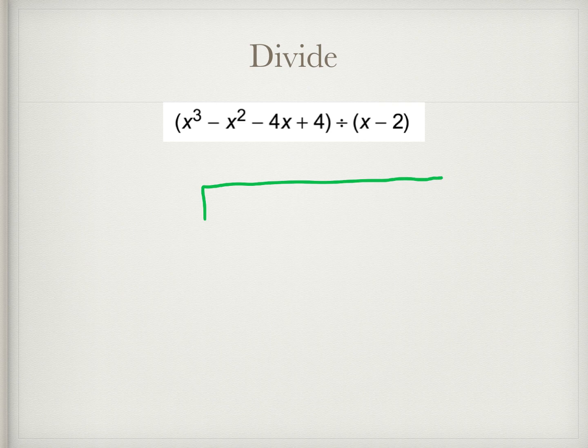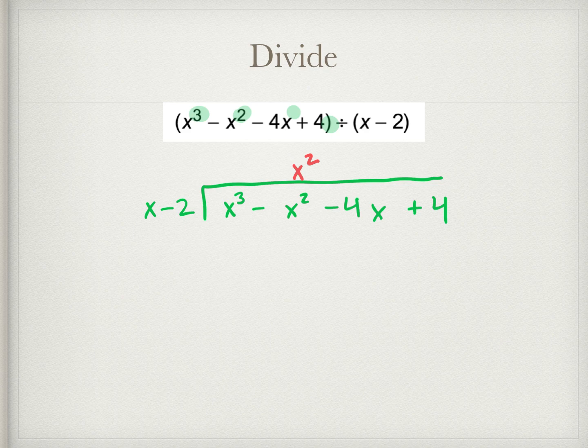So x cubed minus x squared minus 4x. Am I missing any terms in here? Nope, I start with cubed, then squared, then the first power, then no x. So we're good. And then the second one goes on the outside, x minus 2. Then we divide by x. So x cubed divided by x is x squared. What's next?